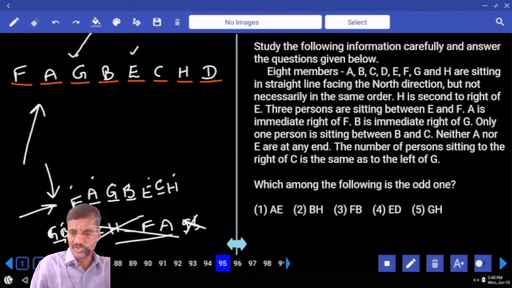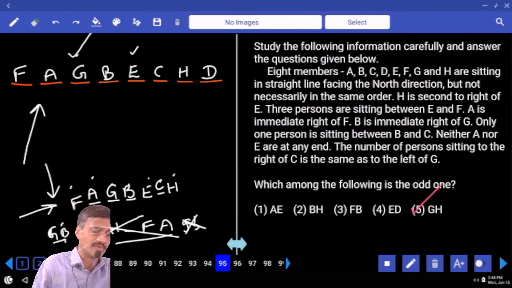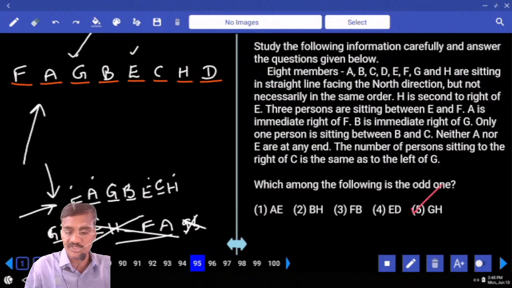And which among the following is the odd one? A and E. Now A and E, there are 2 persons between A and E. B and H, there are 2 persons. F and B, there are 2 persons. E and D, there are 2 persons. G and H, there are 3 persons. Hence, which is the odd one here? Choice 5. Except in choice 5, in the remaining, there are exactly 2 persons in between these 2.